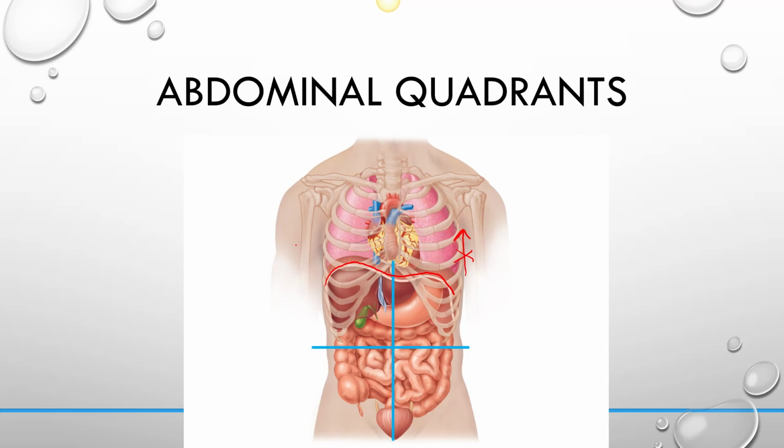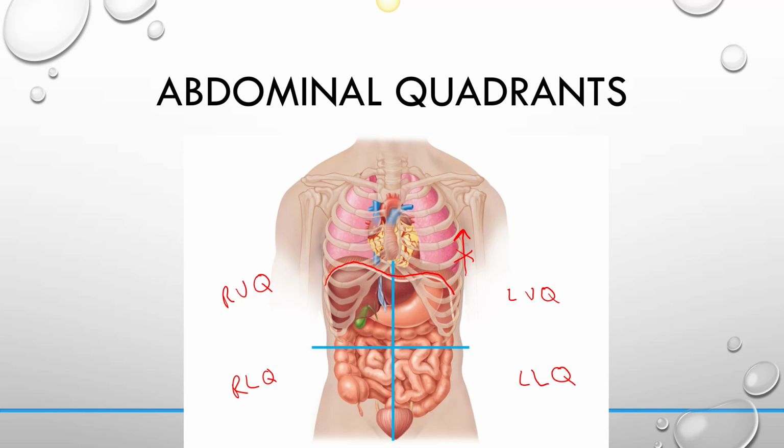So this, if you remember, is the right side of the body. So this is the upper part of the abdomen. Thus, we would call this one right here the right upper quadrant, abbreviated RUQ. Over here, we have the left upper quadrant, LUQ. Down here, you guessed it, we have the right lower quadrant. And over here, we have the left lower quadrant.